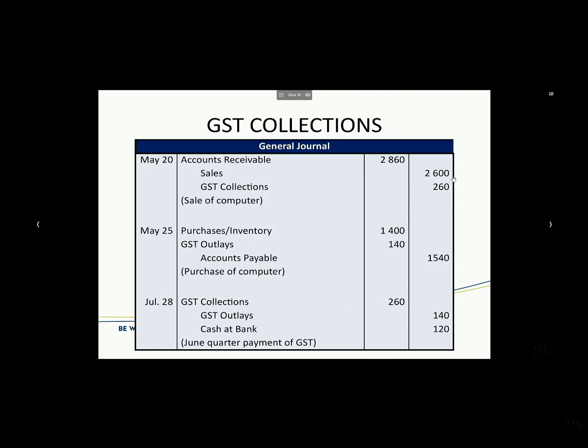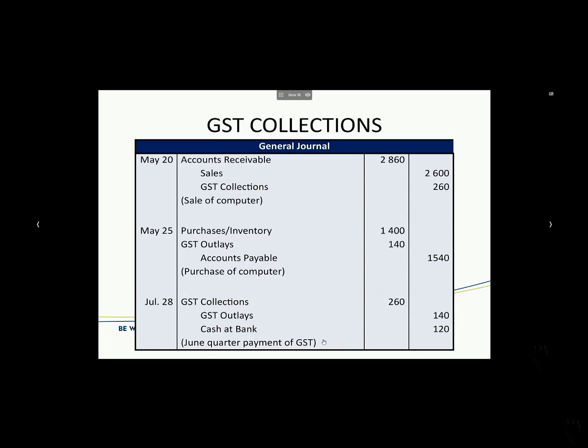The sale amount excludes GST because the GST is put in an account called GST Collections. The money is collected by the business on behalf of the Australian Tax Office. But at the same time, the Tax Office allows businesses to deduct what is called an input credit, and that's the GST that's associated with any purchases that the business makes.